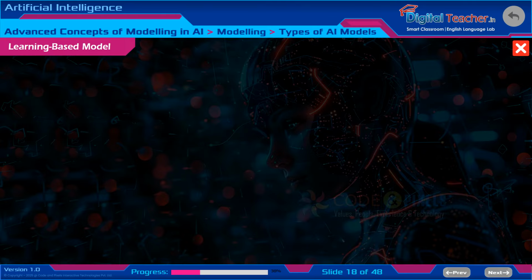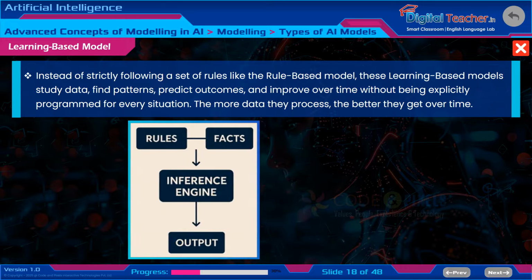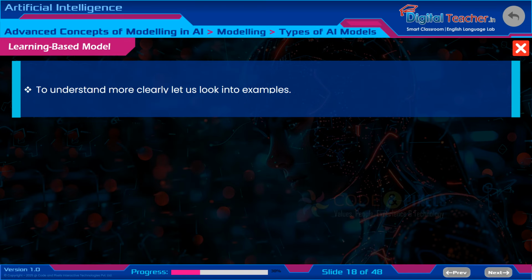Learning-based models. In a learning-based artificial intelligence model, the machine learns from examples in the same way as humans learn from experience. Instead of strictly following a set of rules, like the rule-based model, these learning-based models study data, find patterns, predict outcomes, and improve over time, without being explicitly programmed for every situation. The more data they process, the better they get over time. To understand more clearly, let us look into examples.